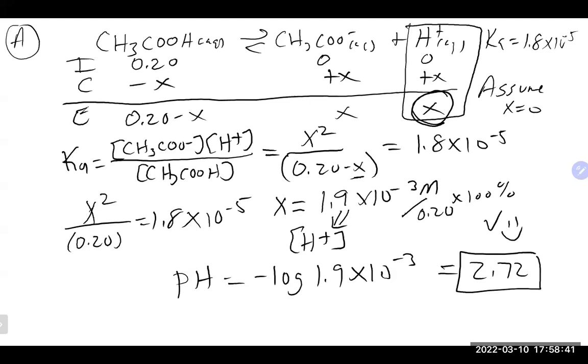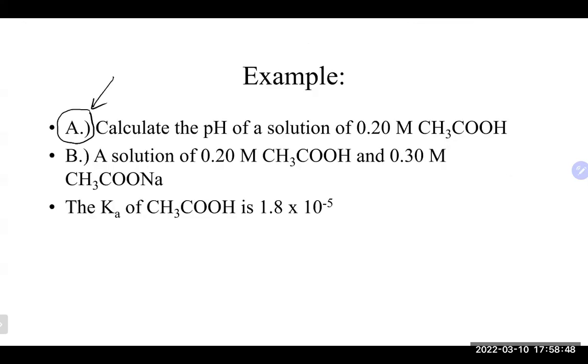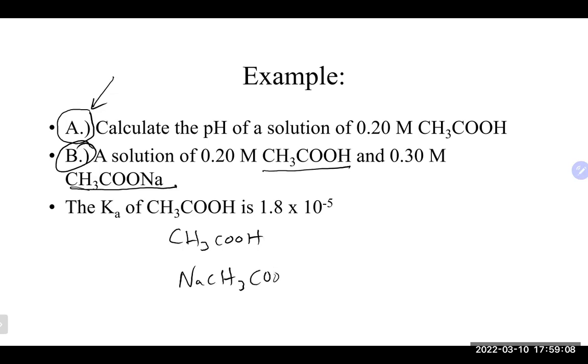What we're going to do now in part B is basically take the acetic acid and dump some sodium acetate in it. And in this part B, we're going to take a solution that has acetic acid and sodium acetate together. And in this case, between acetic acid and sodium acetate, the only one that's going to set up the equilibrium in solution is which one? It is the acetic acid.